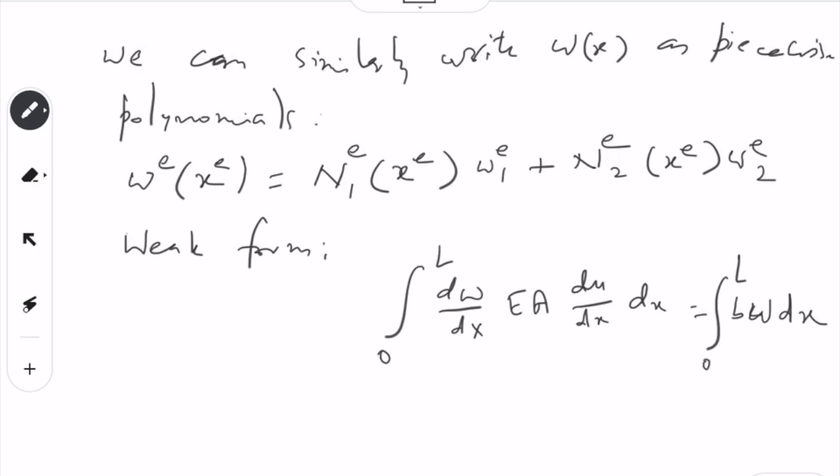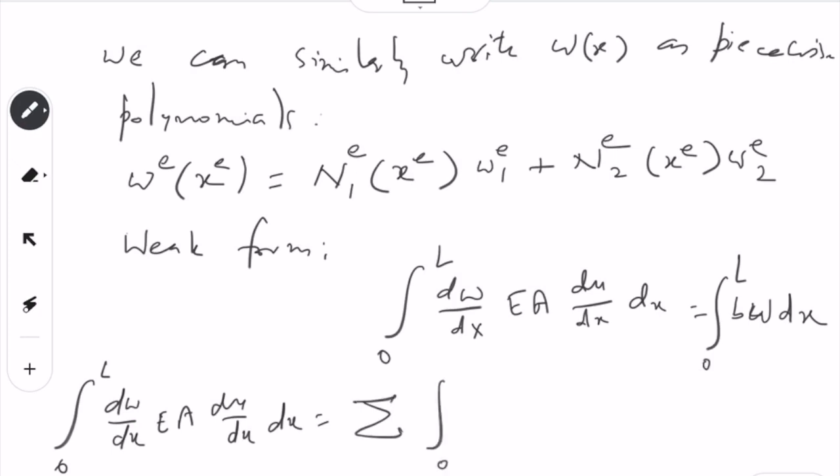This is true for the whole domain. Now, since we have piecewise polynomials, we now have to write it like this: the integral from 0 to L of dw over dx E A du over dx will be equal to a summation of the integrals from 0 to L e. So, there are 3 elements inside this one.